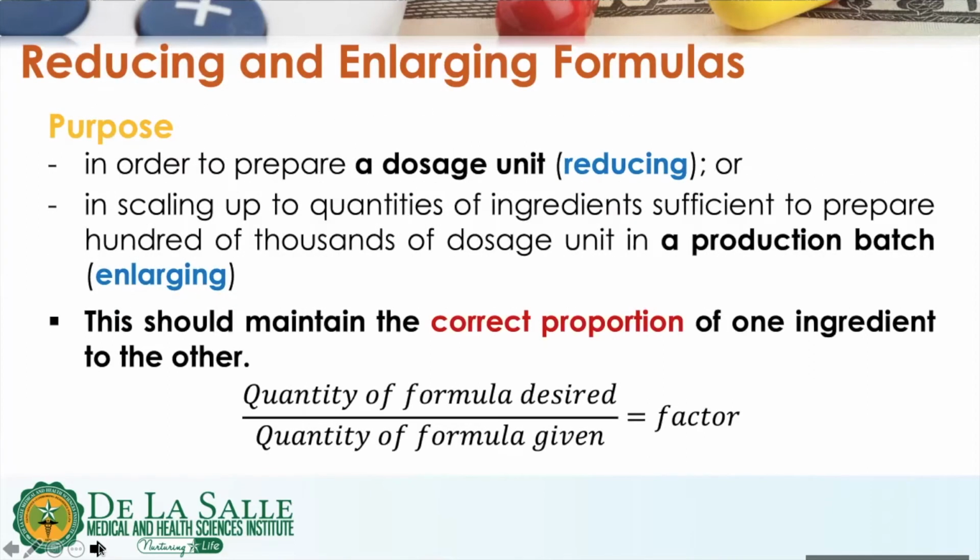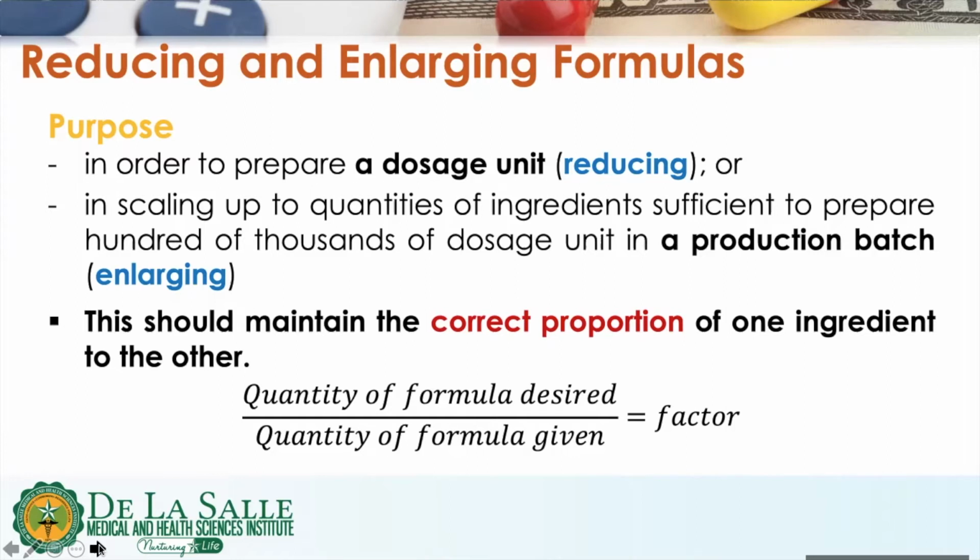As I have stated before, reducing and enlarging formulas are important techniques in order to prepare a dosage unit, such as in reducing or scaling down a formulation, or in scaling up to quantities of ingredients sufficient to prepare hundreds of thousands of dosage units in a production batch in a process called enlarging. Take note that in either of these techniques, there should be a correct proportion of one ingredient to the other.